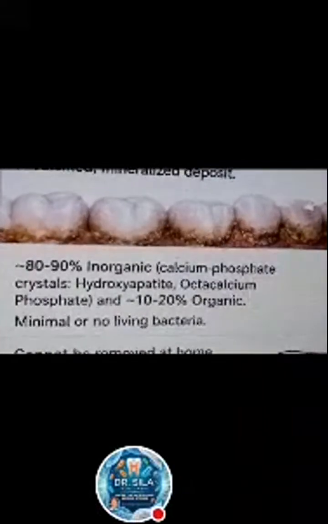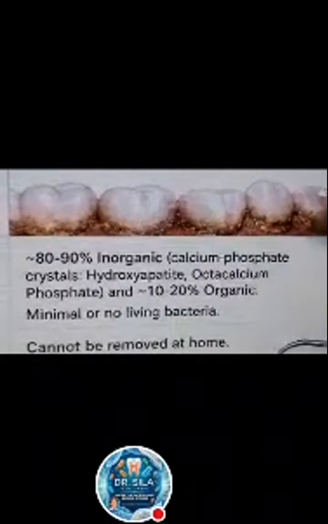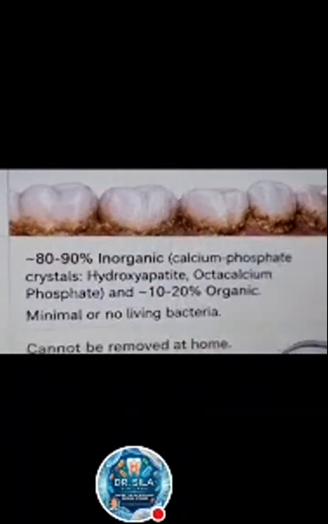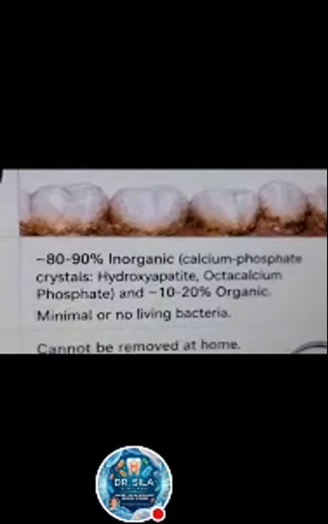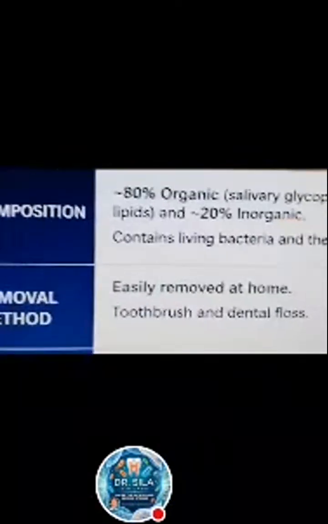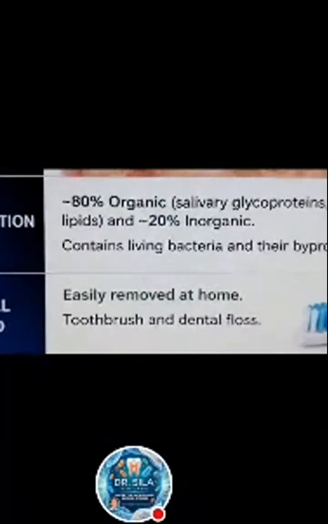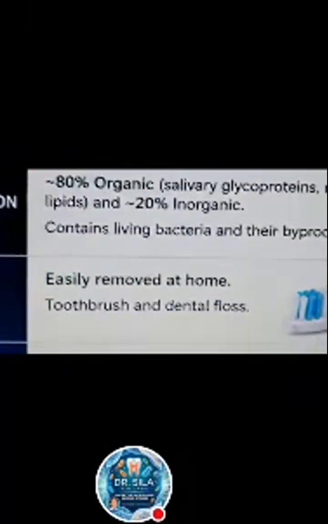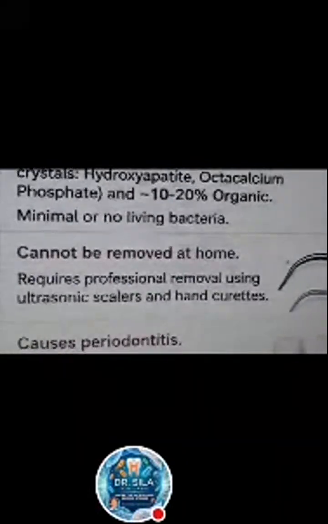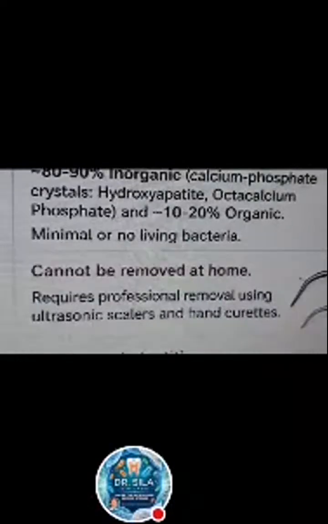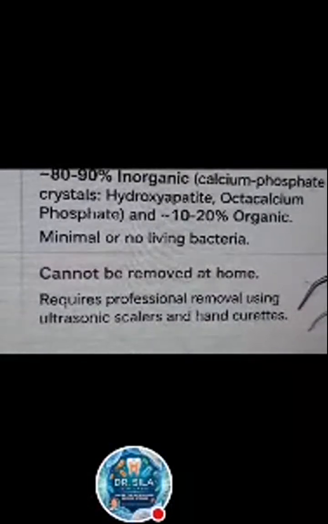While the calculus is 80 to 90% calcium phosphate crystals, hydroxyapatite, octacalcium phosphate, and 10 to 20% minimal or no living bacteria. Plaque can be easily removed at home with toothbrushes and dental floss. But calculus cannot be removed at home, it requires professional removal using ultrasonic scalers or hand curettes.